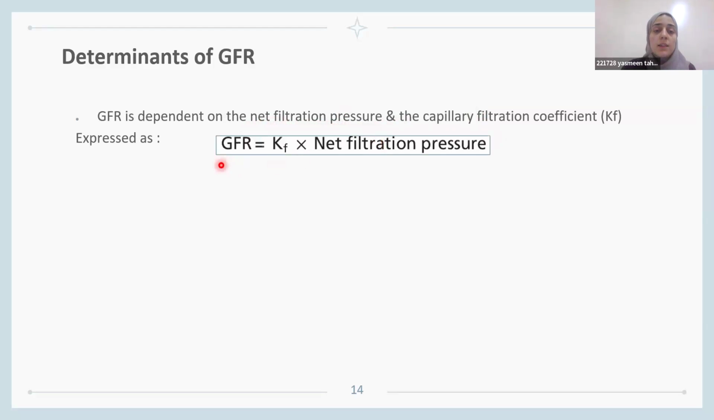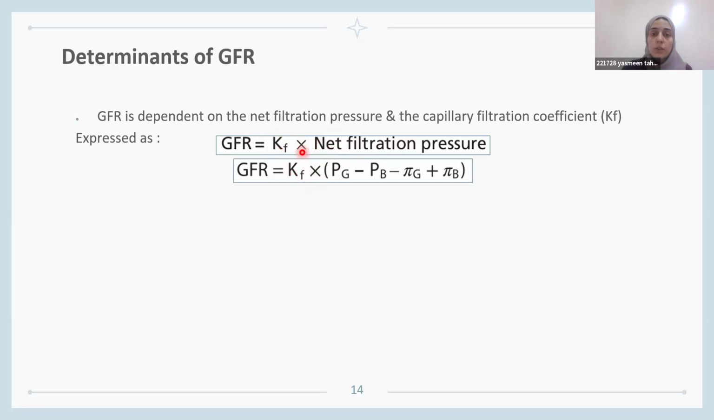coefficient. And this is exactly the equation. So GFR equals the capillary filtration coefficient, which is Kf, times the net filtration pressure. Now, this doesn't make any sense yet because we don't know what a capillary filtration coefficient is, and we don't know what net filtration pressure is. But we will go over it in detail.